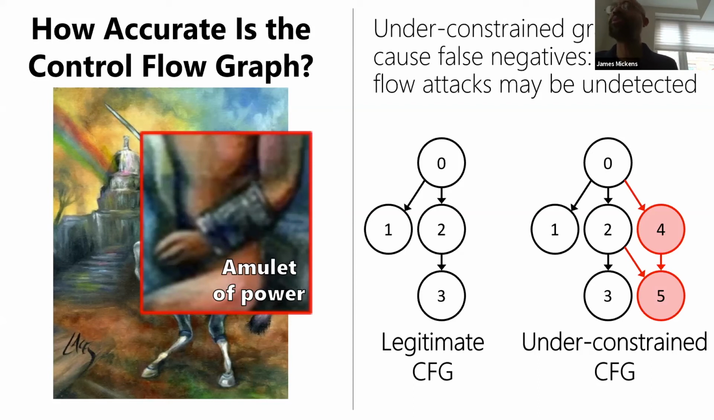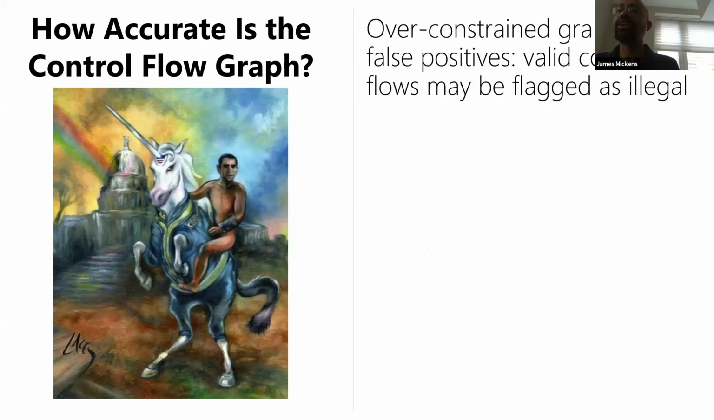Like in this example, the control flow from 0 to 4 should not actually be allowed. But in this under-constrained CFG, it is actually allowed. Now you can also have an over-constrained graph. That's going to cause false positives. So with an over-constrained graph, a valid control flow may actually be flagged as illegal.